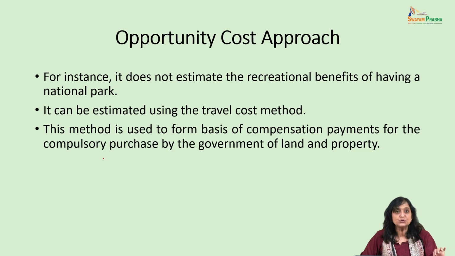Therefore, this method is used to form a basis of compensation payments for the compulsory purchase by the government of land and property. That is, if the government is acquiring land for the purpose of developing a highway, or if the government is acquiring land for the purpose of mining, a forest, let us say, is going to be destroyed for mining, then the government wants to estimate what should be the compensation we need to pay. So for that, the government is going to estimate the livelihood cost of being dependent on that forest, that will be the opportunity cost. So compensation payments generally are based on this opportunity cost.